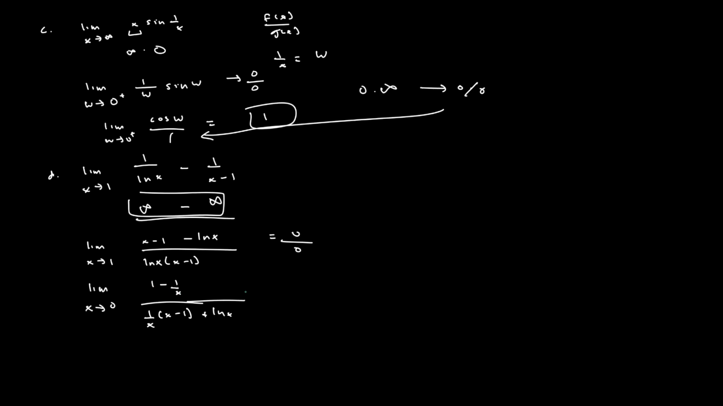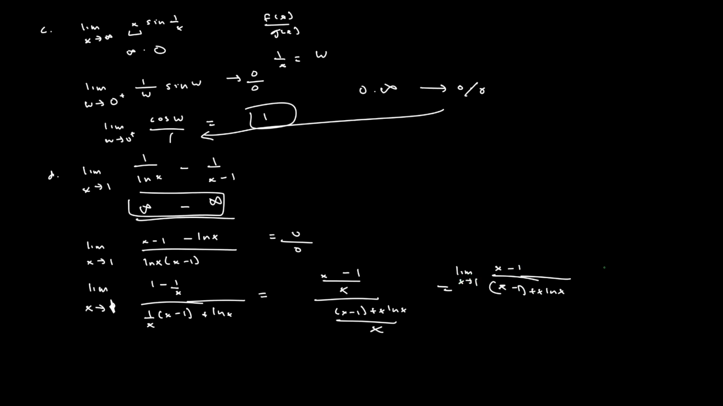Well, let me first rewrite these fractions. So this becomes (x minus 1) divided by x, divided by (x minus 1) plus x ln x divided by x, and then that's the same thing as (x minus 1) divided by (x minus 1 plus x ln x). And in this format, if we were to find the limit as x tends to 1, we would still get 0 on the numerator, and the denominator would be 0 as well.